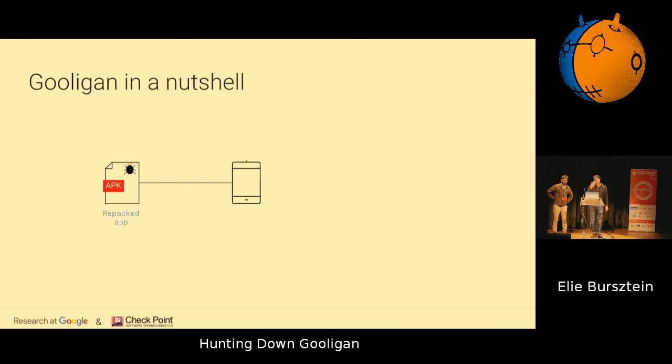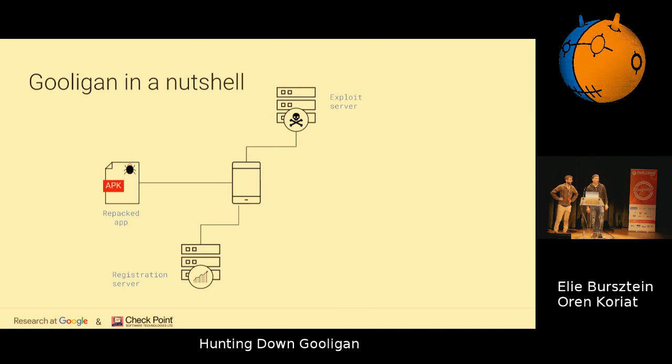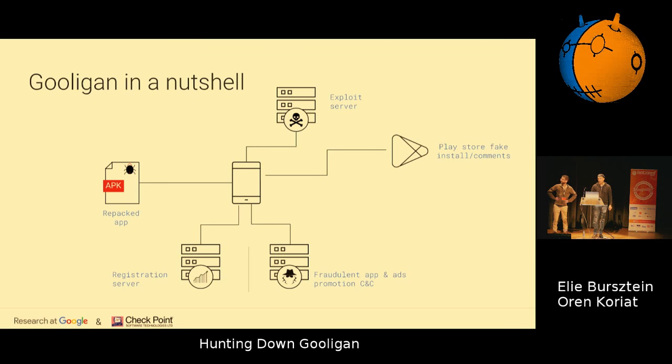Upon execution, this piece of malware will register with a command and control registration system, and then connect to the exploit server, which will return the needed exploit to root the phone. After that, it connects to a fraudulent app or ads-related command and control, which tells it what abuse to perform. Finally, it will either attempt Play Store fake comments and installs, or do some sort of ad injection into the device, showing pop-ups for ads, which is not Google-related, but they've been using a few ad networks. So that's basically in a nutshell how Gooligan works.